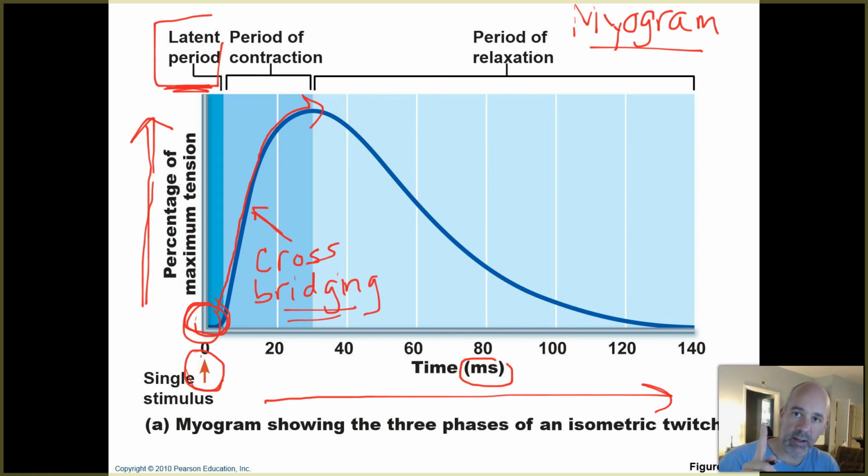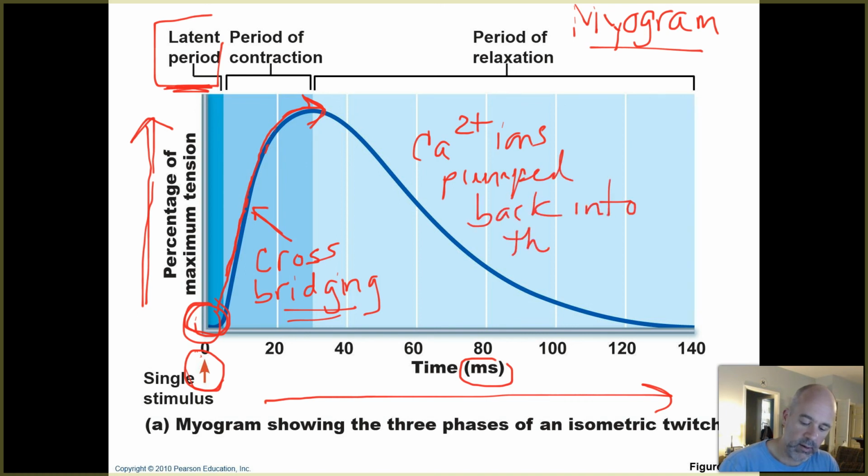Now with one stimulus, that's one action potential from the motor neuron, actin and the myosins are going to cross bridge. They're going to generate a certain amount of tension. They're just going to slide across each other so far. And remember that the calcium ions are getting bottled back up. So the calcium ions are pumped back into the SR, which means they're also going to come off of the troponin.